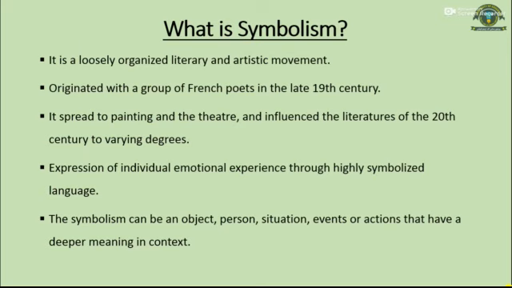What is symbolism? Symbolism basically is an organized literary and artistic movement. It began in the late 19th century, and the French poets originated this movement. The reason was that, in writing or in painting, in any art, the artist was not given much freedom to express. So those poets started this movement so that they may have individual freedom of expression.